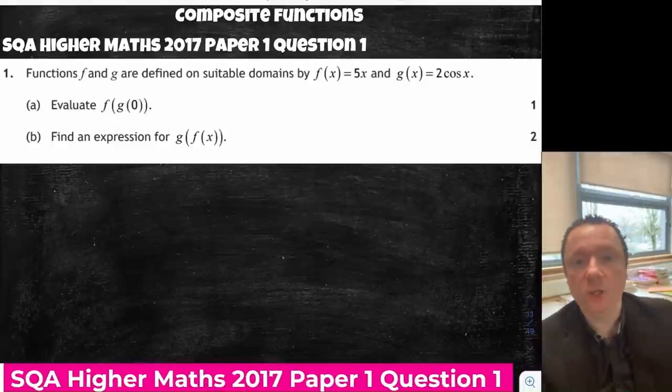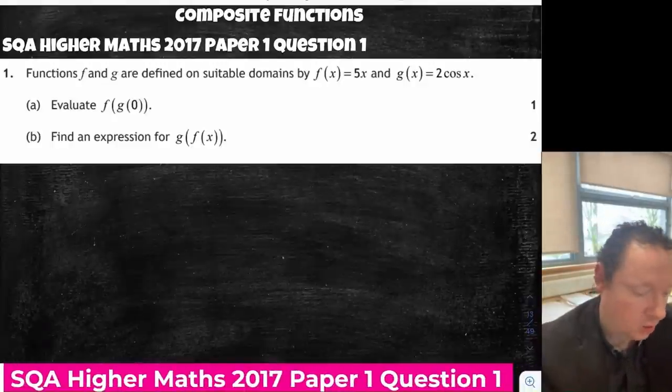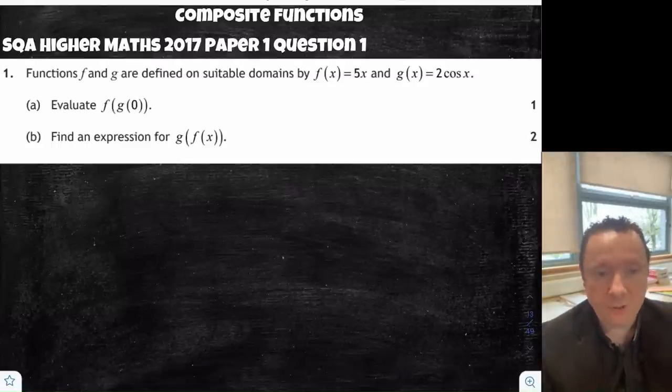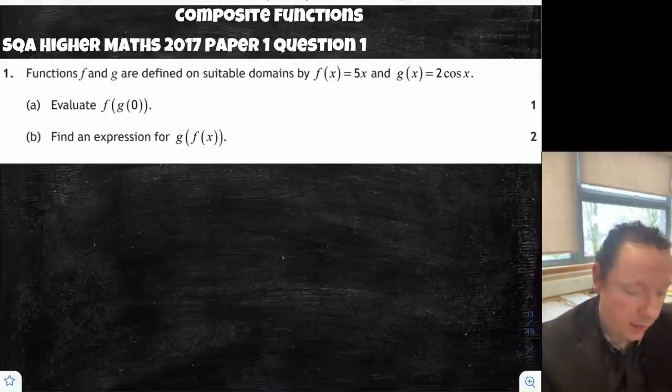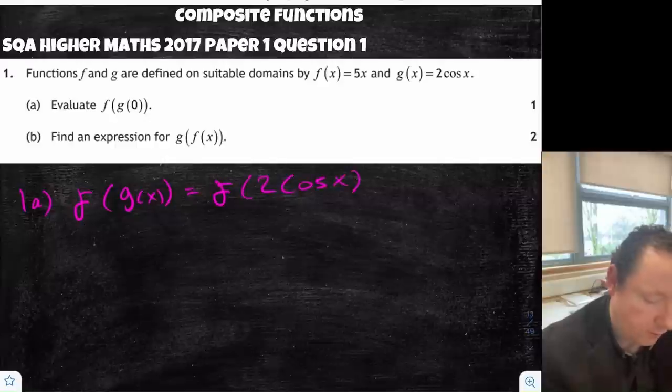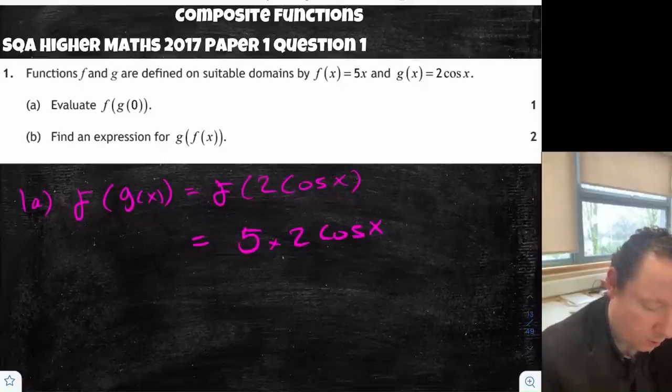Okay, composite functions. SQA Higher Maths 2017 Paper 1 Question 1. f and g are defined as f of x is 5x, g of x is 2 cos x. Evaluate f of g of 0. Okay, there's a couple ways you can do this. You can find f of g of x, or you can work out g of 0 and shove it into f. I'm going to do it by doing f of g of x. So f of g of x is equal to f of 2 cos x. So every time I see an x in f, I put 2 cos x. So that means I've got 5 times 2 cos x, which is 10 cos x.